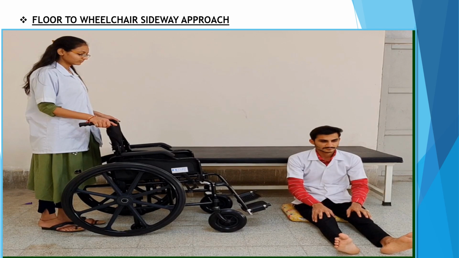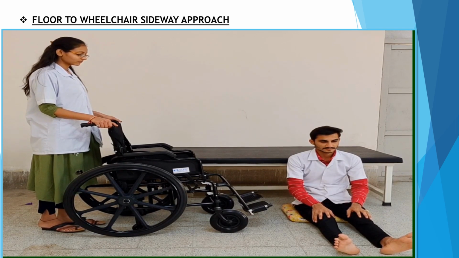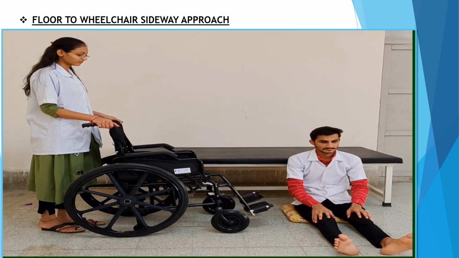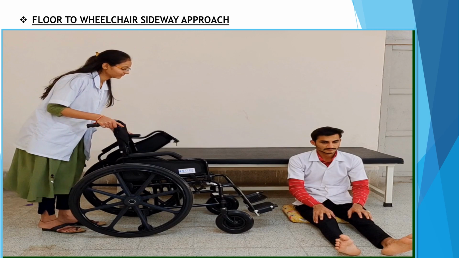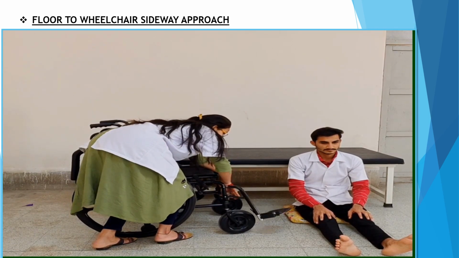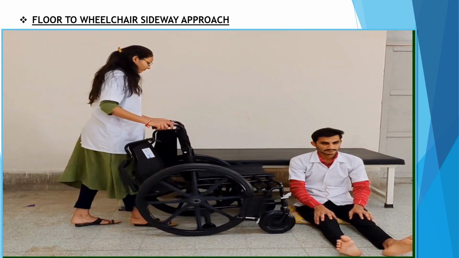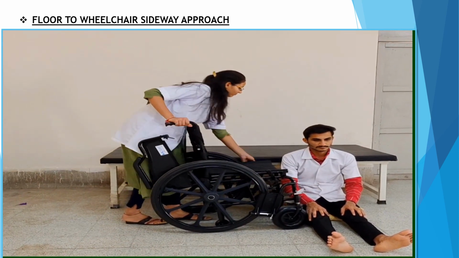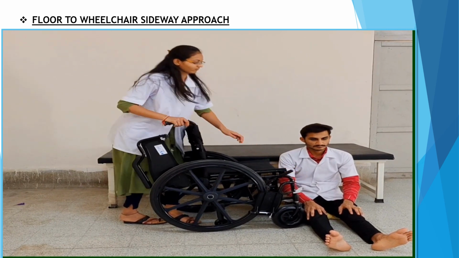Moving towards the next strategy, that is floor to wheelchair. Aim. The aim is to improve the mobility from floor to wheelchair in paraplegia. Physiotherapist instruction. Remove the armrest and footrest. Move the wheelchair closer to the patient so that the body is positioned at the right angle to the chair. Put the brakes or locks on.